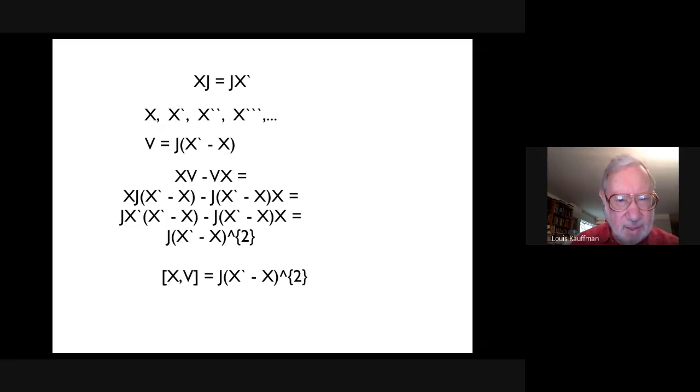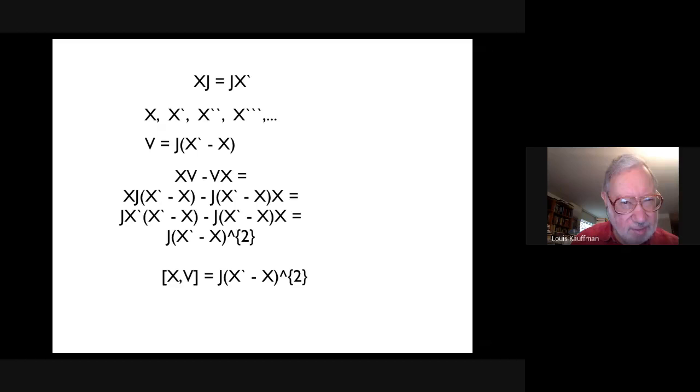And I've indicated it here with a little calculation. We have XV minus VX. You have XJ times (X prime minus X), minus J times (X prime minus X) times X. But the J in the first part goes to the left and turns the X into X prime. So that's just exactly saying that the presence of a velocity on the right causes time to evolve on the left of it. And now you have J factored off to the left, and you collect terms, and you get just what we had before. So now we have that the commutator of X and V is J times (X prime minus X) squared. And we can work algebraically with this and see what we get. So we can do discrete calculus in a measurement framework in this way by defining the derivative to be a time-shifting operator times the discrete difference.